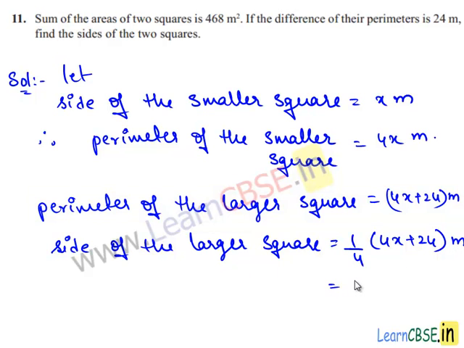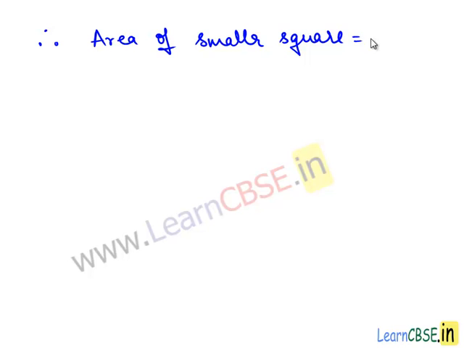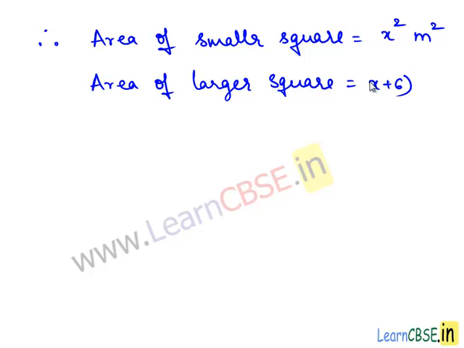On simplifying, we have 1/4 times 4 times of x plus 6. So 4 gets cancelled, which is a common factor. Therefore, the side of the larger square is x plus 6 meters. So therefore, area of the smaller square is equal to x square meter square, and area of larger square is equal to x plus 6 whole square meter square.